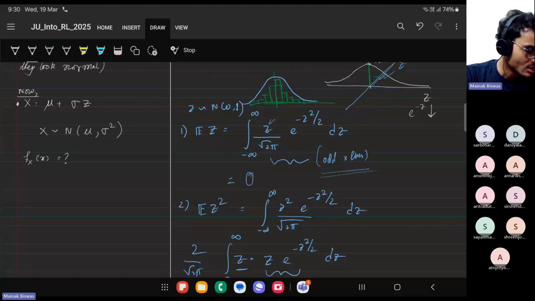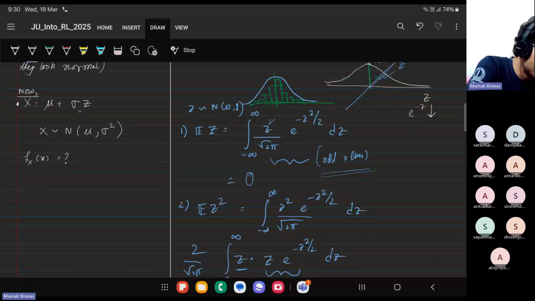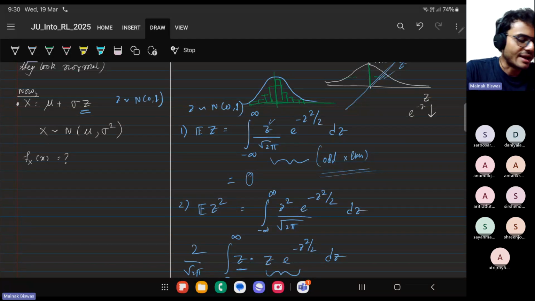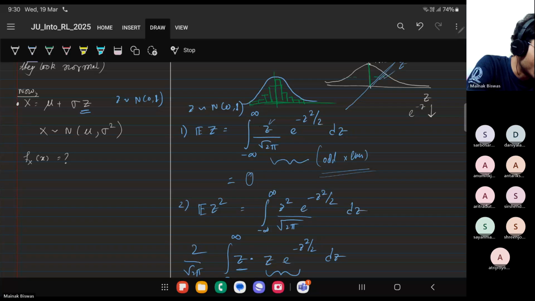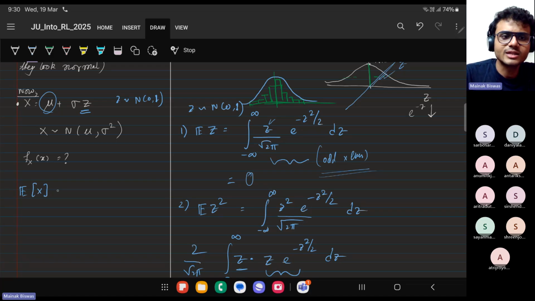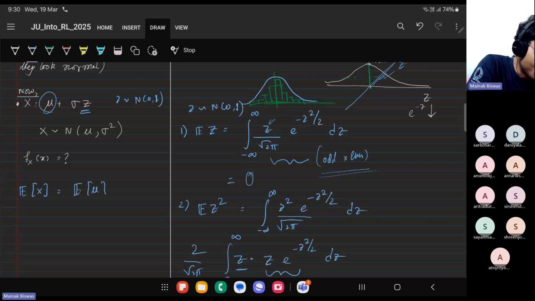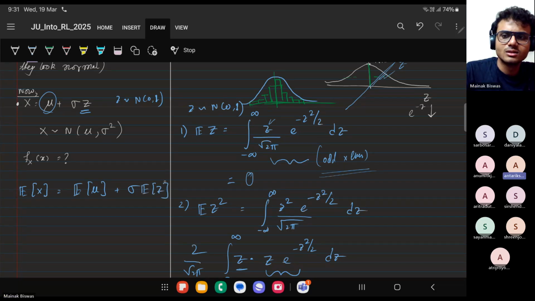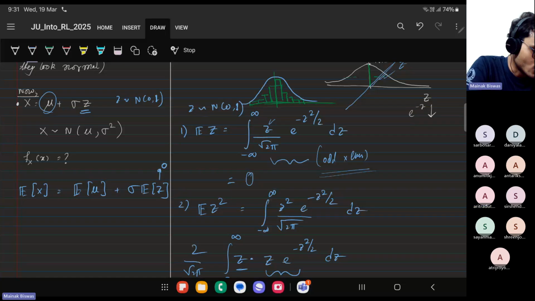Is it fine? So all I'll do is rescale this. Z is normal 0, 1. I'll rescale that and add a constant, that is the mean. Now can you tell me what is the expected value of x? By linearity of expectation, the expected value of x is mu plus sigma times the expected value of z. What is the expected value of z? 0. And mu is a constant, so it stays mu.